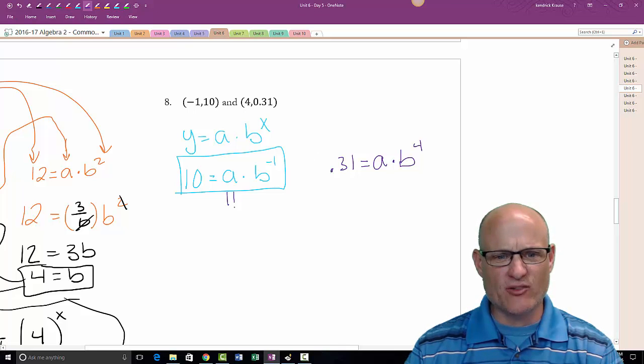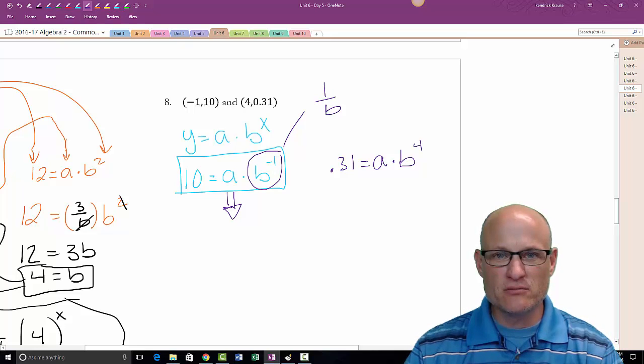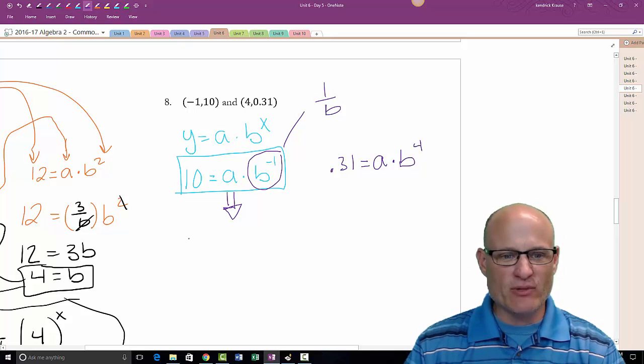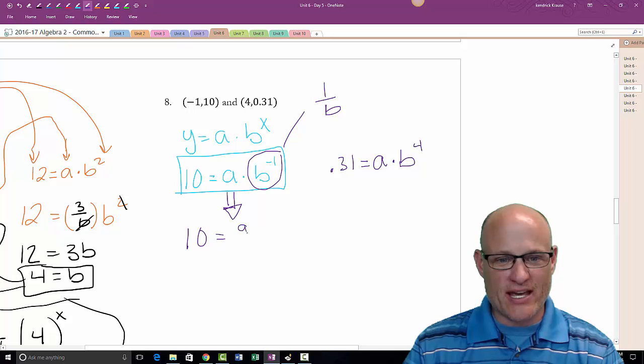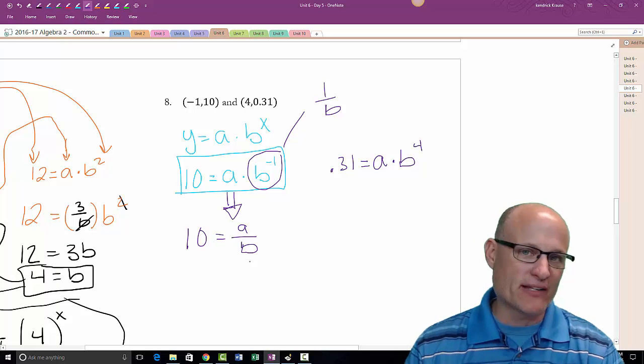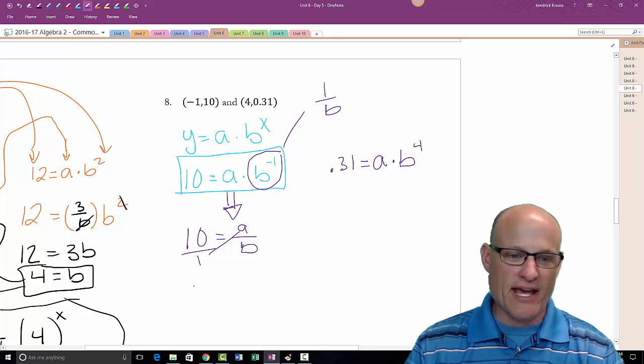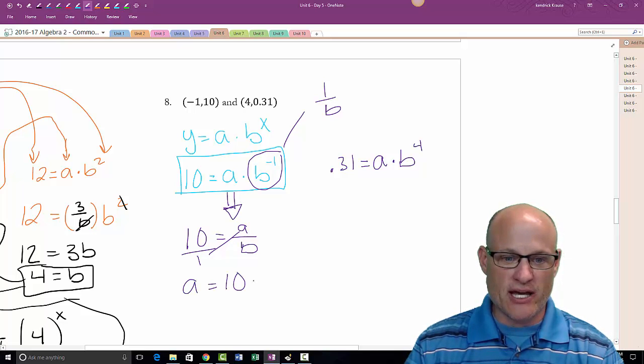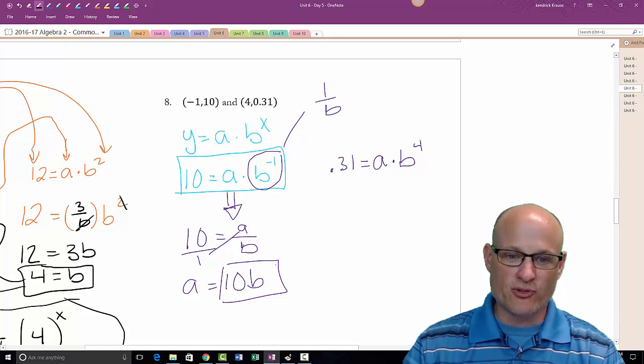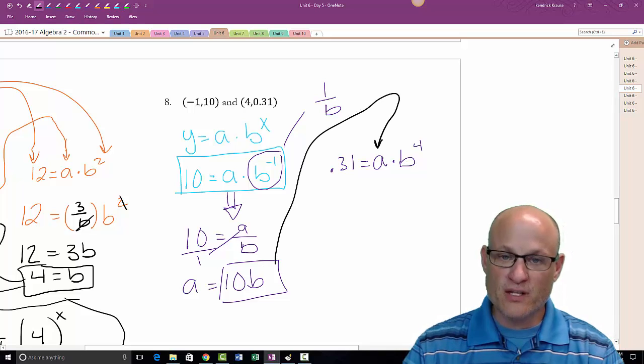Let's talk about what b to the -1 actually means. Doesn't b to the -1 really mean 1 over b? It does. So what I really have here is 10 equals a over b. Now how can I get a all by itself? Because I still want to get rid of a. I'm going to get rid of a by cross multiplying. So I get a is equal to 10b. And that we're going to use to substitute into this equation.